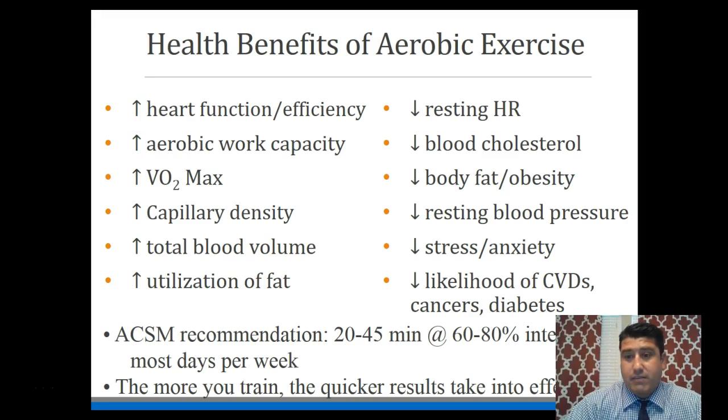Especially if they engage in strength training activity, which we'll talk about later on in this chapter, actually, or maybe chapter 4. I can't remember, but we'll talk about it.